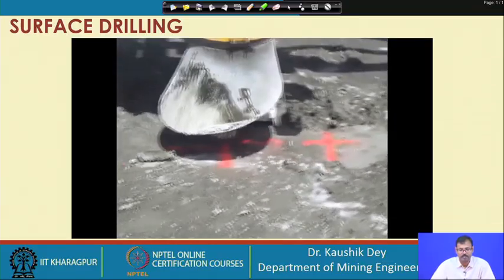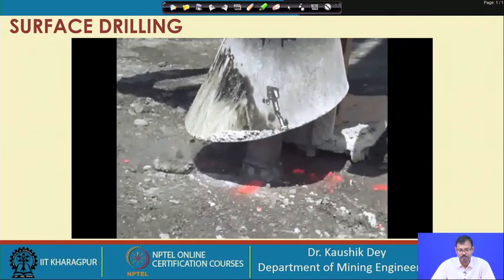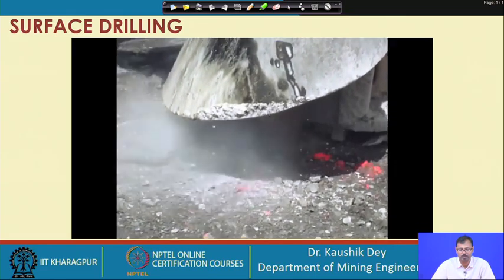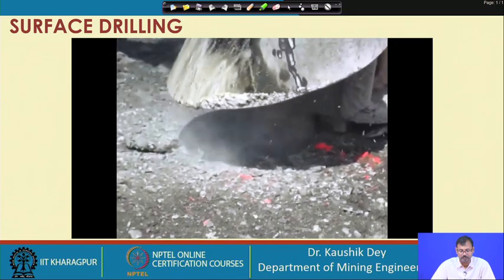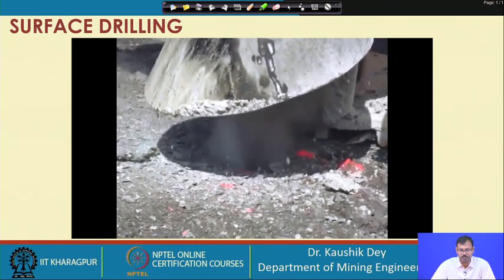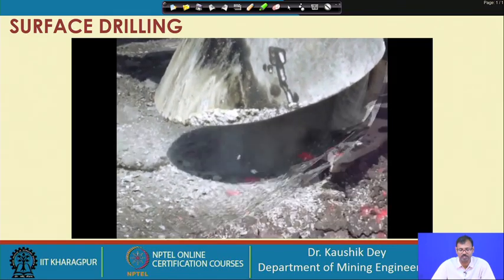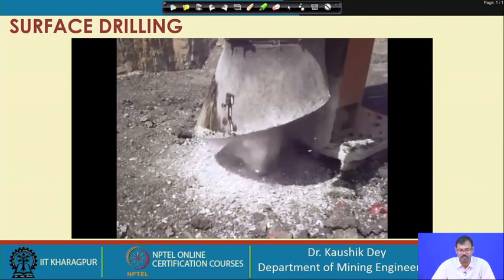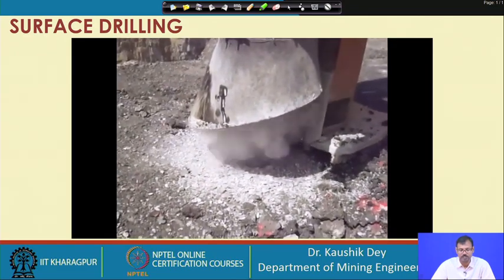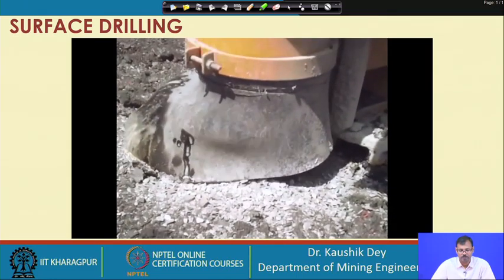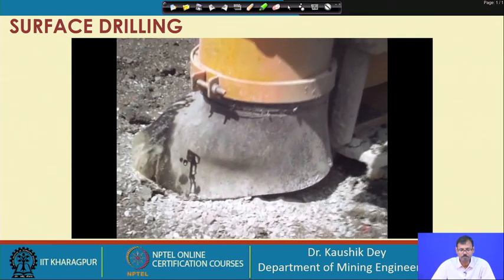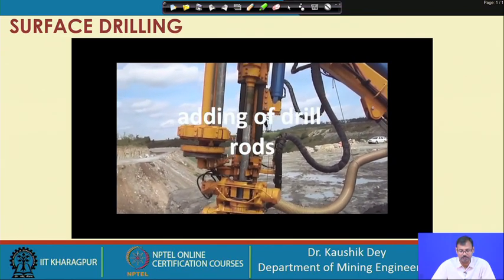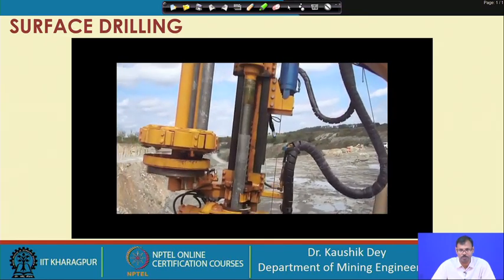Then the rig is placed on the desired place, and the drilling is carried out either by rotary action or by hammering action. You can see it is a percussive rotary drill, where the percussive action is given along with some rotary action. So, mainly the drilling is carried out with percussion, and rotation is given for the rotary action of the drill bit. And you can see the flushing media is taking out, allowing the rod to come out, allowing the rock chips to come out from the hole.